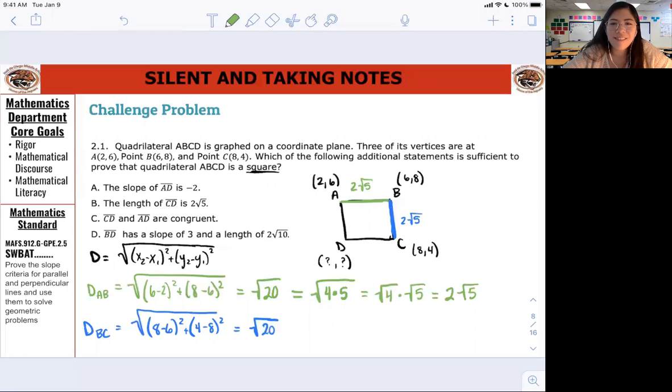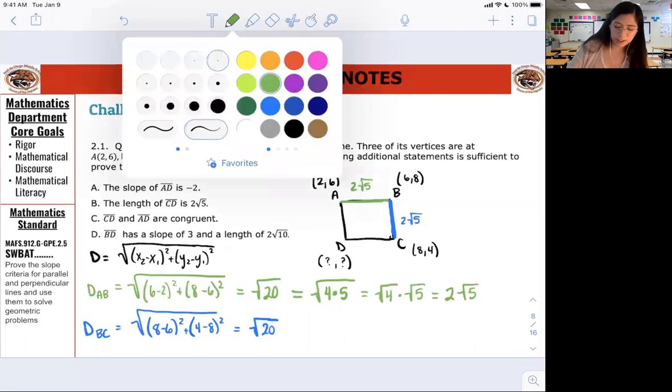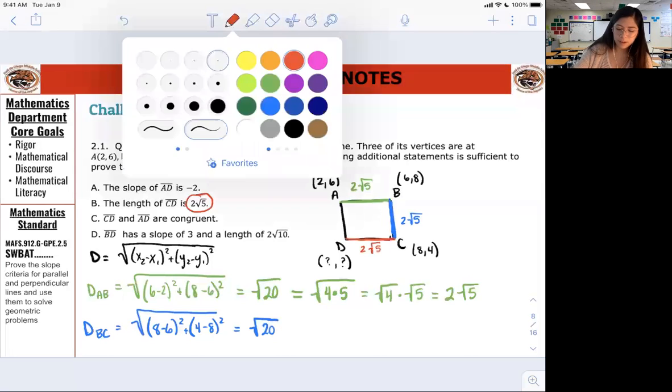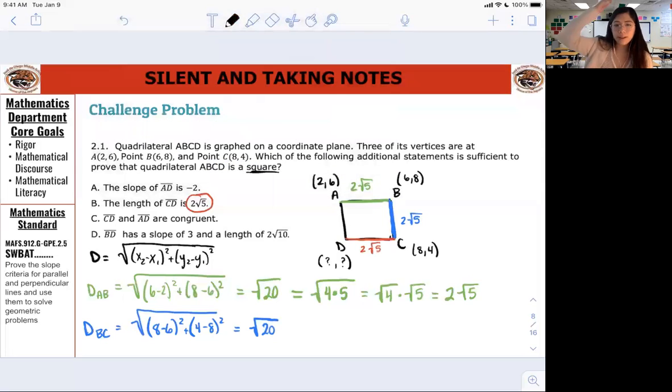Okay, yes, please go. I think it might be B, but don't quote me on that. Did you say B or D? B as in boy. Yeah. Okay, well, let's check. So if CD is 2 root 5, that would give me 3 congruent sides, right?